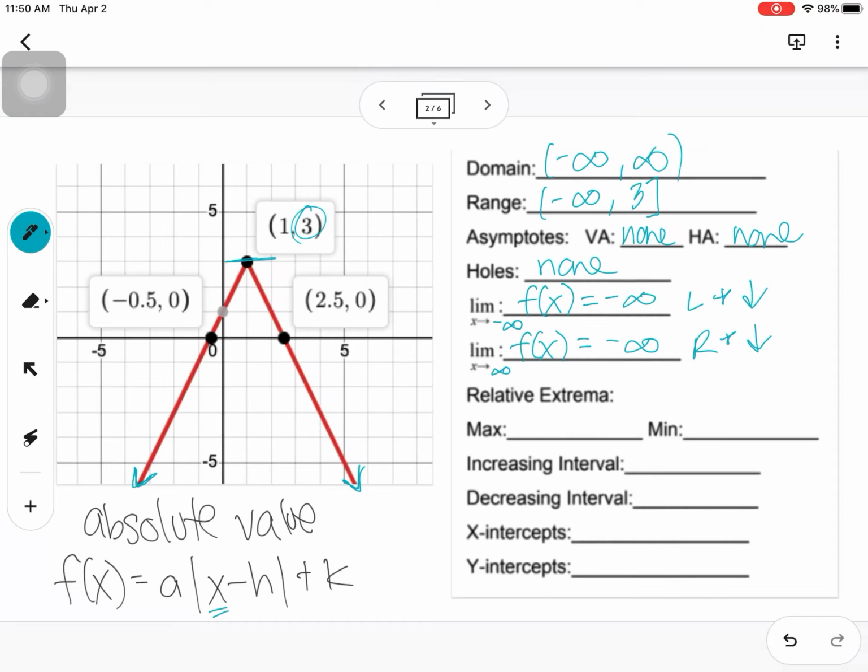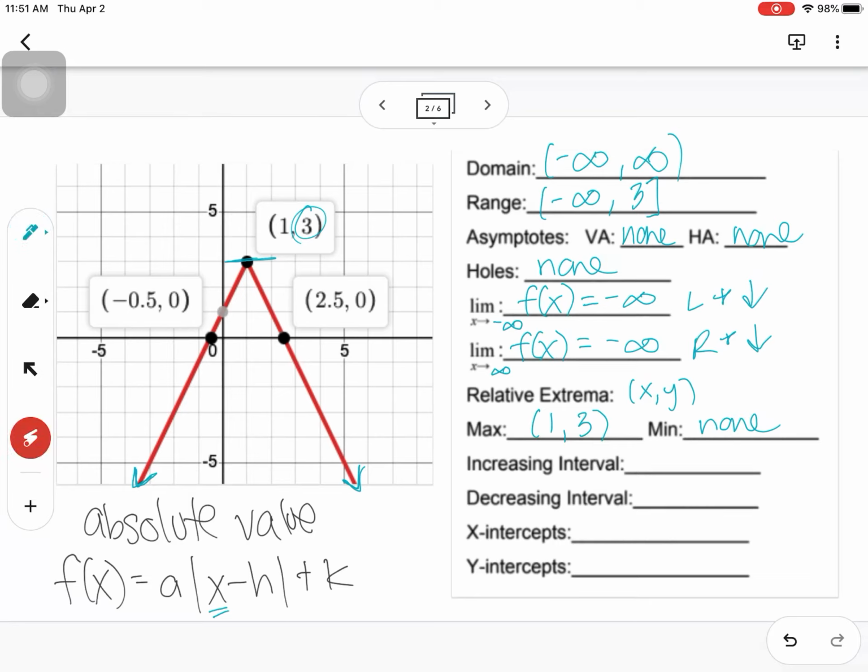For relative extrema, you're looking for a max or a min. It doesn't necessarily have to be the absolute max or absolute min, but in this case it is. I have a maximum for this function, and that maximum is at 1, 3. So your relative extrema is always an ordered pair in x, y. I don't have a minimum because it's going to keep going to negative infinity, so that would be none.